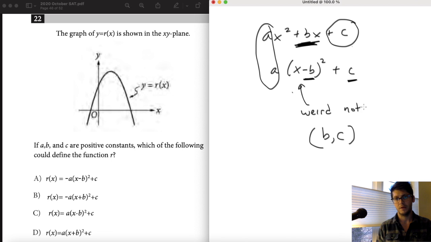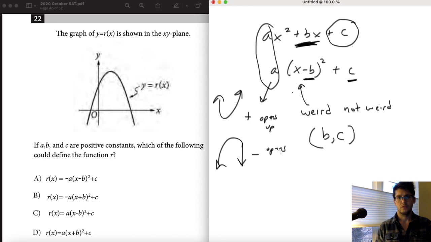So in this case, positive b, positive c. If this is positive, this tells me it opens up. Positive opens up. By that I mean something like this. In the case of our equation, it opens down. So that's negative and opens down. So what do we know? We know that a is negative. That means it's either answer choice A or B. C and D are out because they're positive.